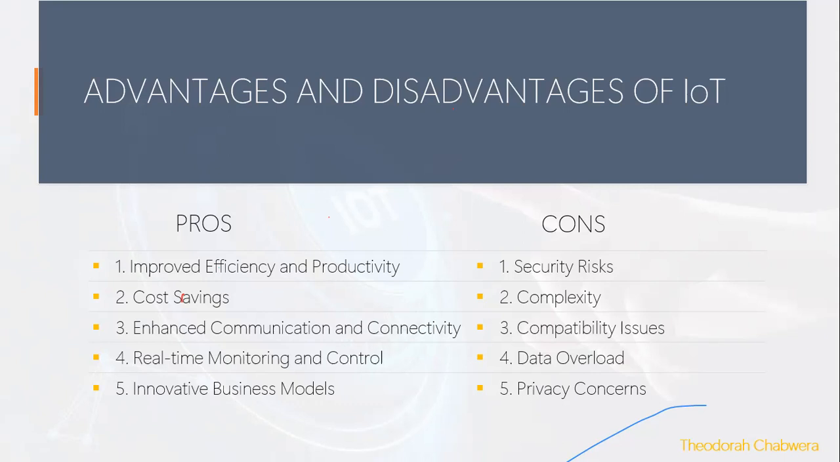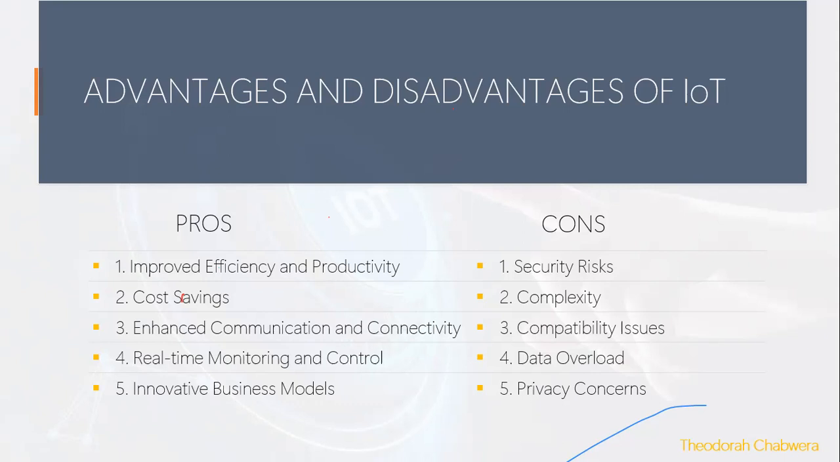And of course, there are some disadvantages of IoT. Now, these are the security risks. You know, where there is data exchange, especially in IoT, whereby there is collection and transmission of massive and sensitive data, this attracts cyber attacks. It attracts hackers to tamper with the data.